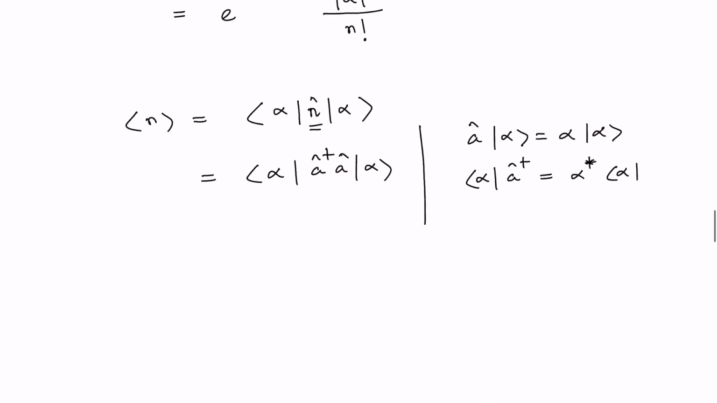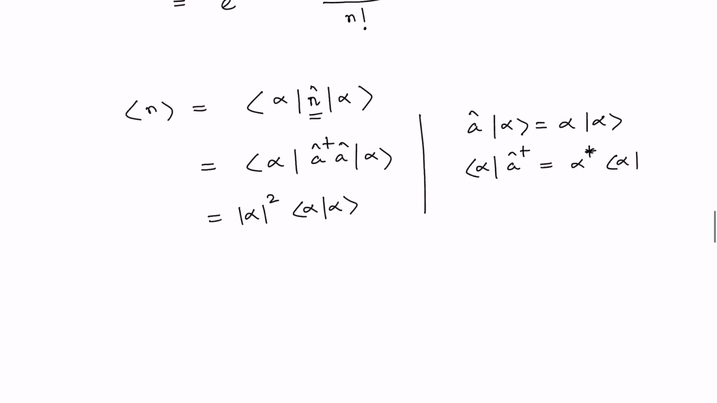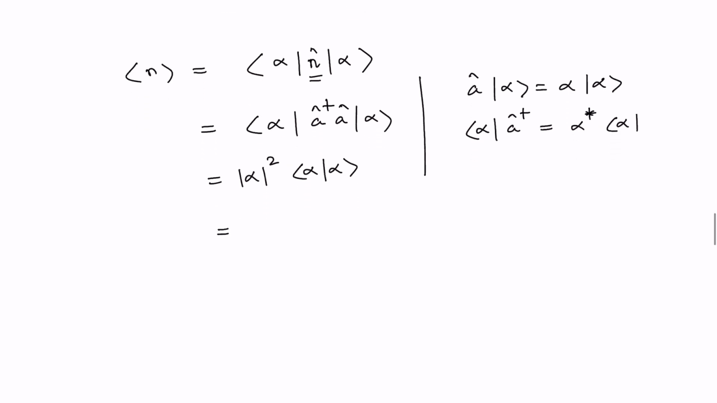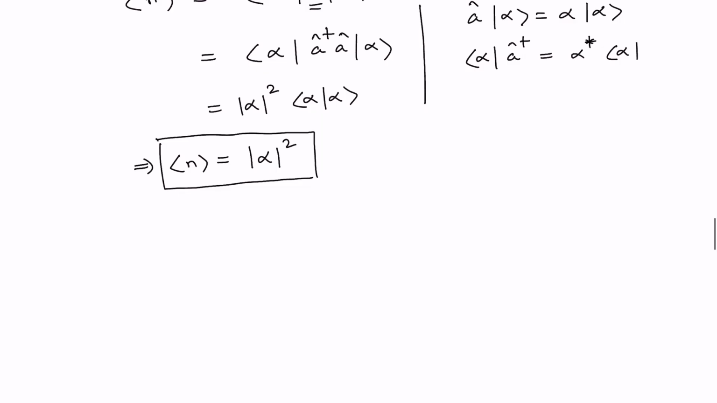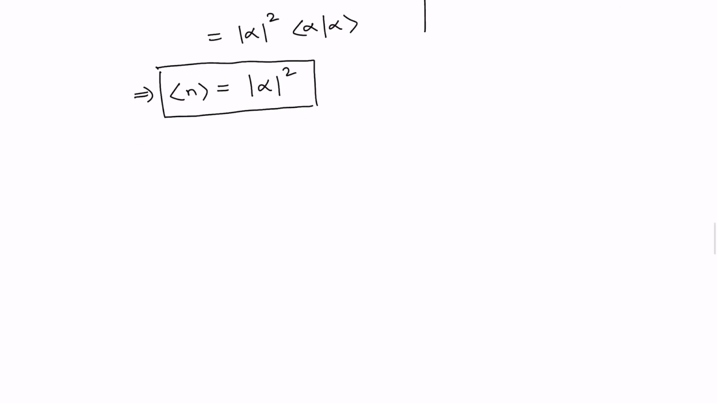Utilizing this, immediately you see that you are going to get mod alpha square times the scalar product of alpha with alpha, because the coherent state is normalized. Therefore the mean photon number in the coherent state is simply mod alpha square. Then at this stage, let me ask about the variance, or the fluctuation, of the electric field in the coherent state. To do that, we can do a very straightforward calculation.